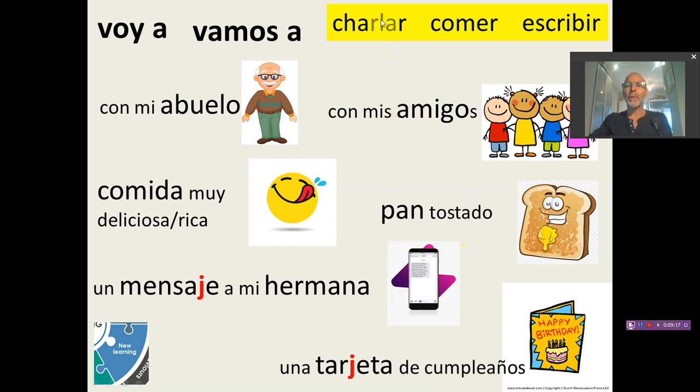Then we've got the top three verbs that we matched up with these phrases. Charlar, comer, escribir. To chat, to eat, to write. Charlar, comer, escribir. Okay? And the last part of this particular little jigsaw is voy a and vamos a, which we've seen lots of times now. This is how you talk about what you're going to do. Voy a, I'm going to. Vamos a, we're going to. So I'm going to chat. Voy a charlar.